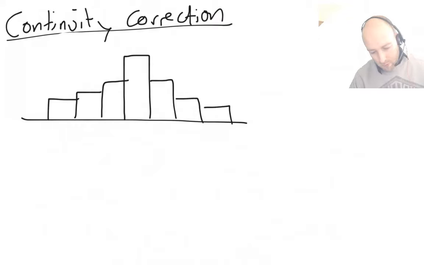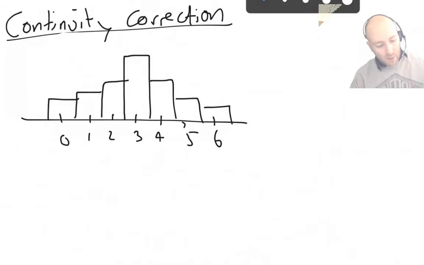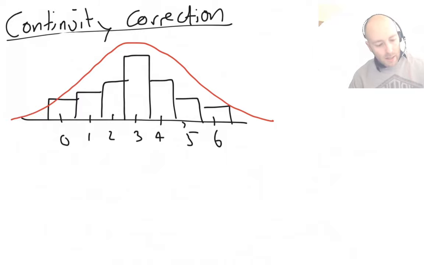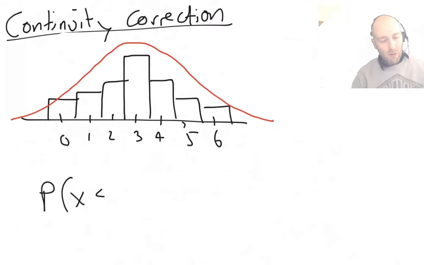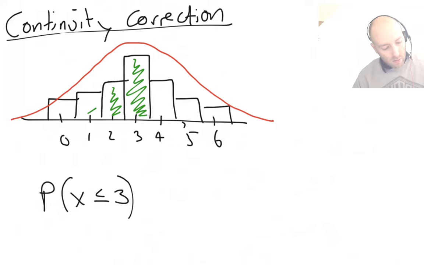Obviously this doesn't have enough trials, but I can't be bothered to draw something that does. And we fit our normal distribution to this. Okay, let's say I wanted to find the probability x was less than or equal to 3. With binomial, that would be quite easy. Less than or equal to 3, you would shade in the bars you wanted: 3, 2, 1, 0. And you would find all of that probability.